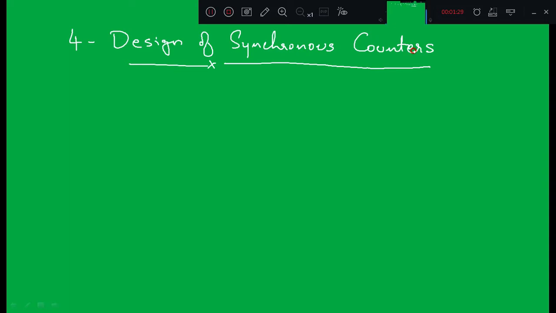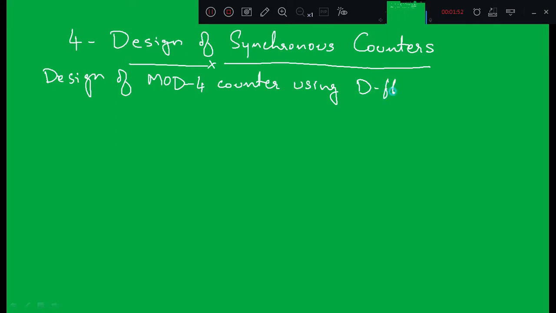Okay, so in today's class we will discuss two counter designs using D flip-flop, right? So first we will see the design of mod 4 counter using D flip-flop, right? So in the design he has asked, design of mod 4 counter using D flip-flop, right?